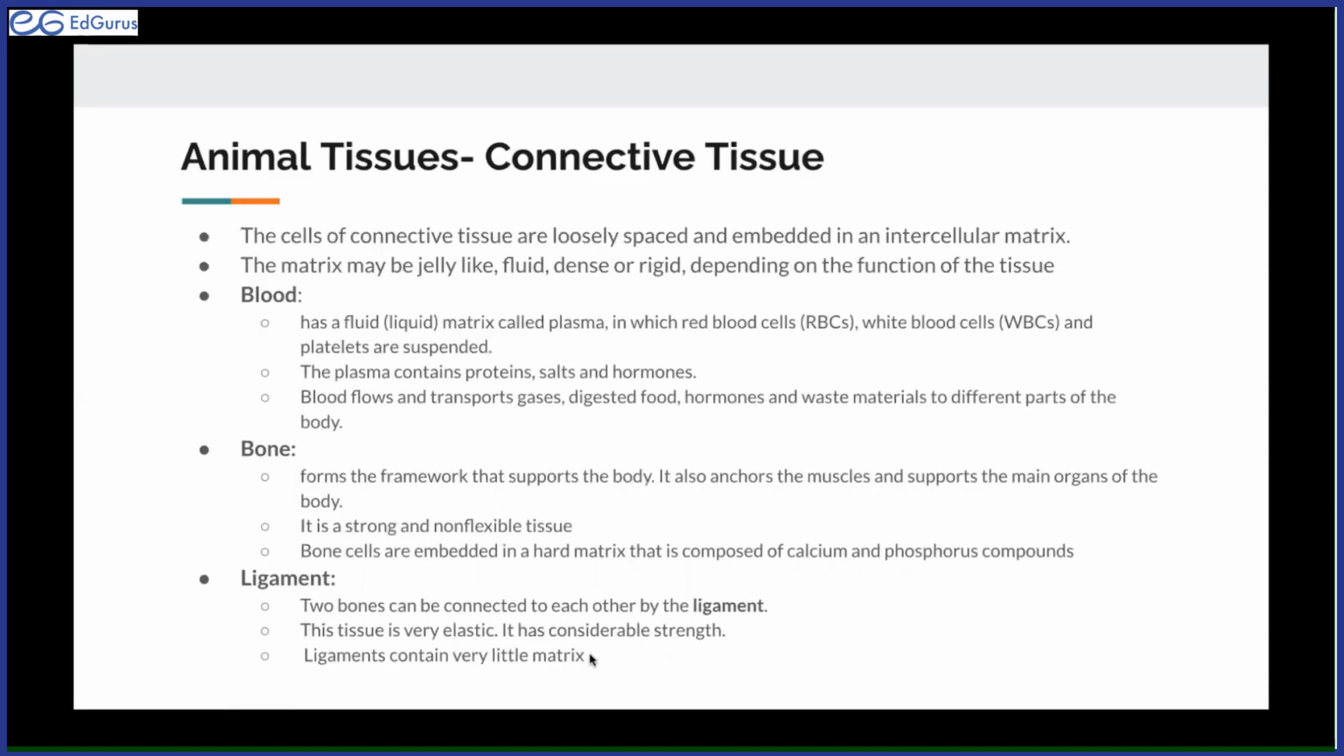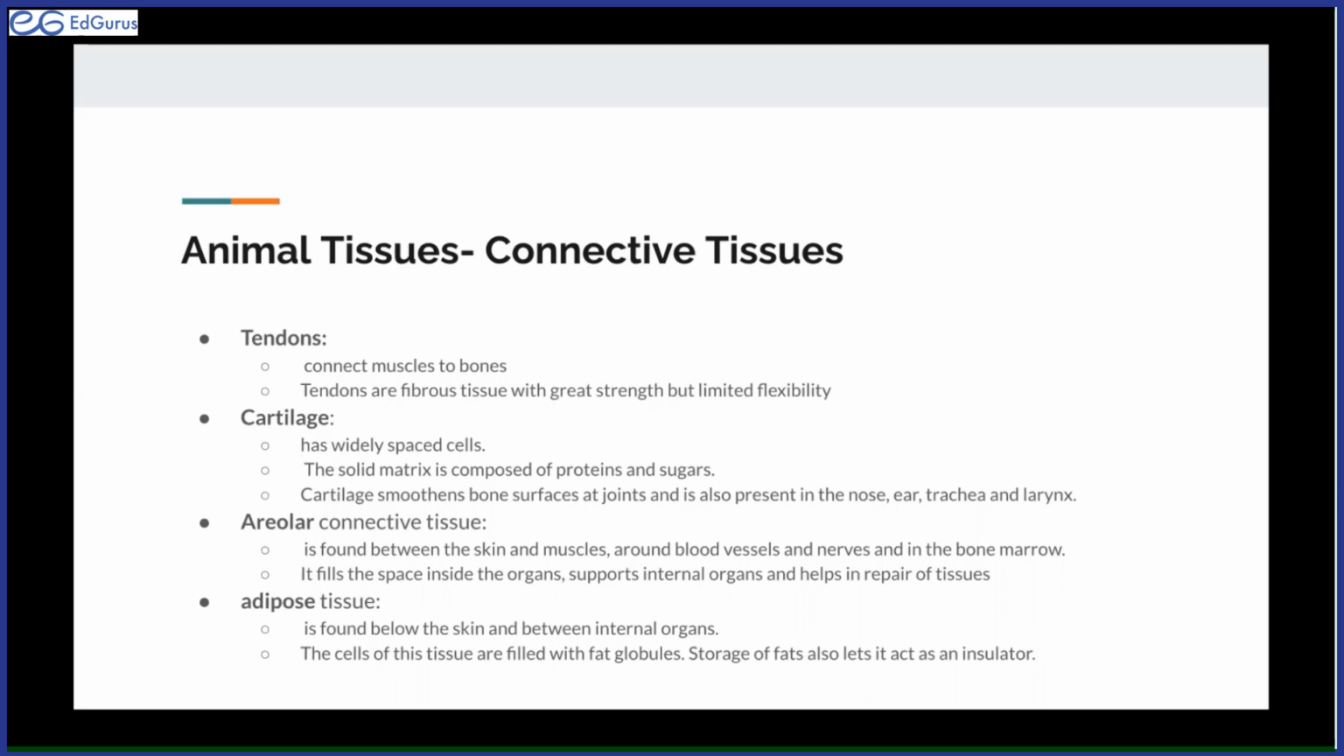Okay? So those were the 2 slides for connective tissues. Does anyone have any questions about connective tissues? Am I audible? Yes, ma'am. Yes, okay.